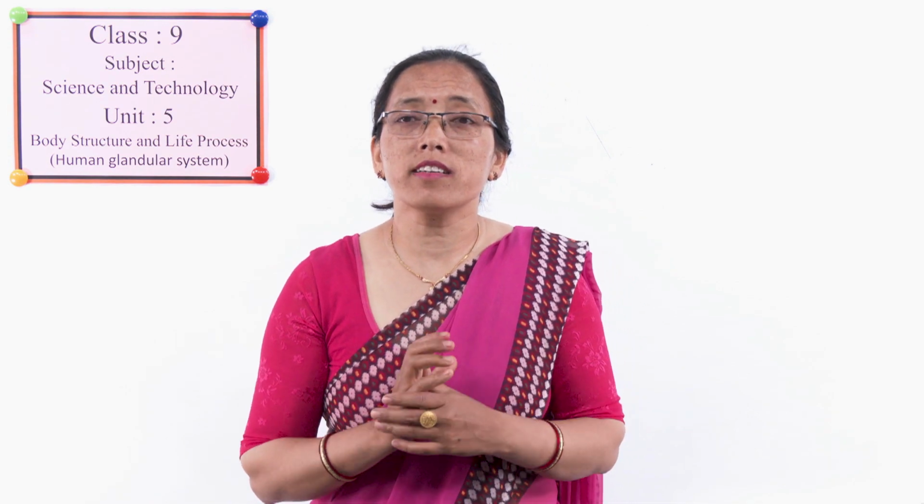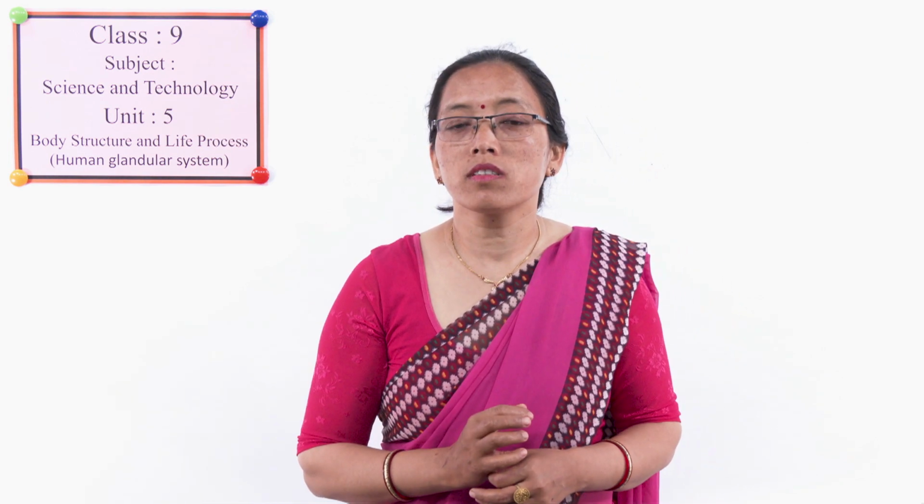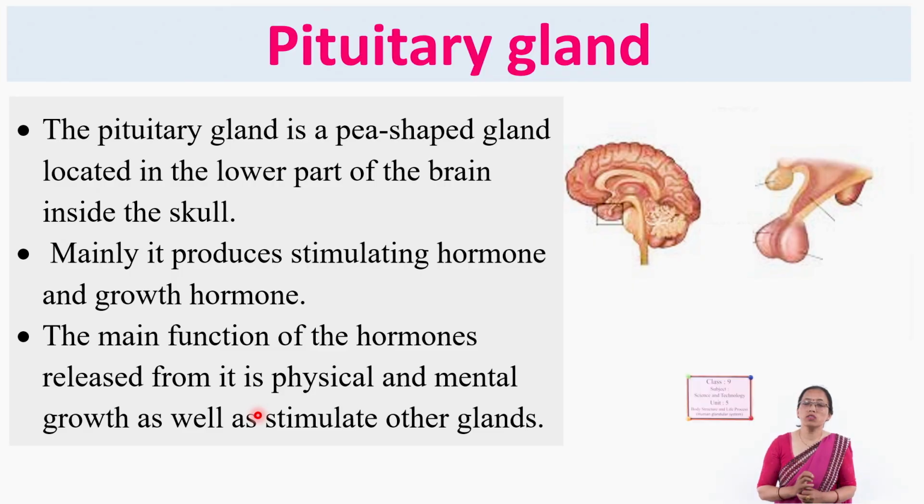Various kinds of hormones are secreted by it, such as stimulating hormones and growth hormone. Especially we categorize into two, that is stimulating hormones. There are various groups of hormones in the stimulating hormones. For example, follicle stimulating hormone, which stimulates the gonads.